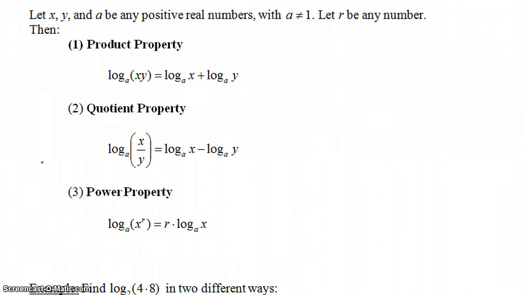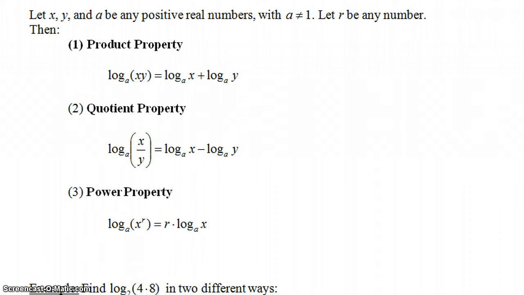The quotient property relates a division, a quotient, to a difference, a subtraction. The power property, the third one we'll look at, says log base a of x to the r power is equal to r times log base a of x. In some sense, this r can get pushed out in front of the logarithm. Again, why is that true? That's a whole other story, and we'll talk about it in another video. But these are the three properties we're going to consider.